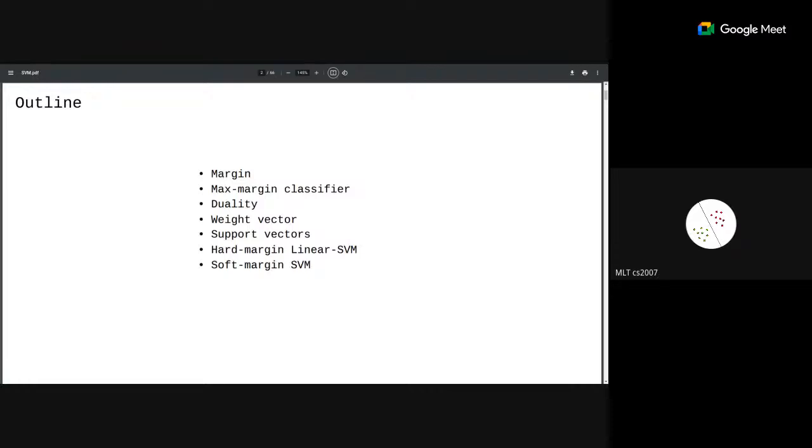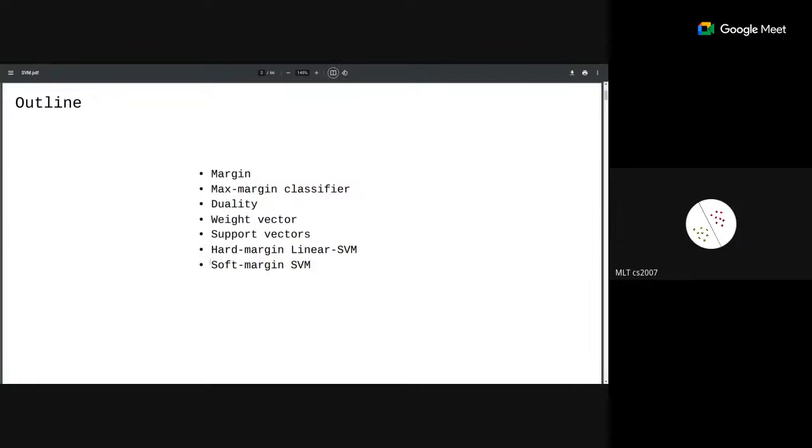The fourth thing is we look at the weight vector in SVMs and understand geometrically what they mean and how this duality helps us find this weight vector. And then we look at what support vectors are. Why is it called a support vector? What is a support vector? All that. And we'll finally wrap it up with the overall picture of hard margin linear SVMs, and briefly we look at soft margin SVM.